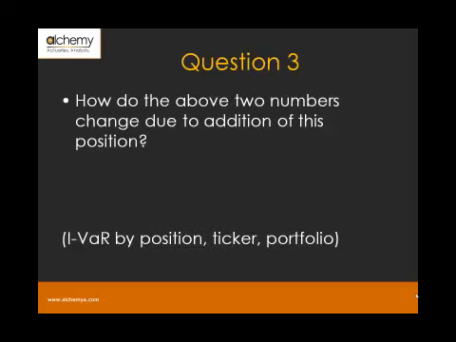The first question was how much money can you lose on a really, really bad day? The second question was how much capital should you put aside to protect yourself against that bad day? The third question that comes up is how would these two numbers, your worst case loss and the amount of capital that you need to put aside, change due to the addition of a new, specific position? Here again, we come back to value at risk, and we call this the incremental value at risk. On a marginal basis, it is how much adding a specific security adds to the overall portfolio VAR.